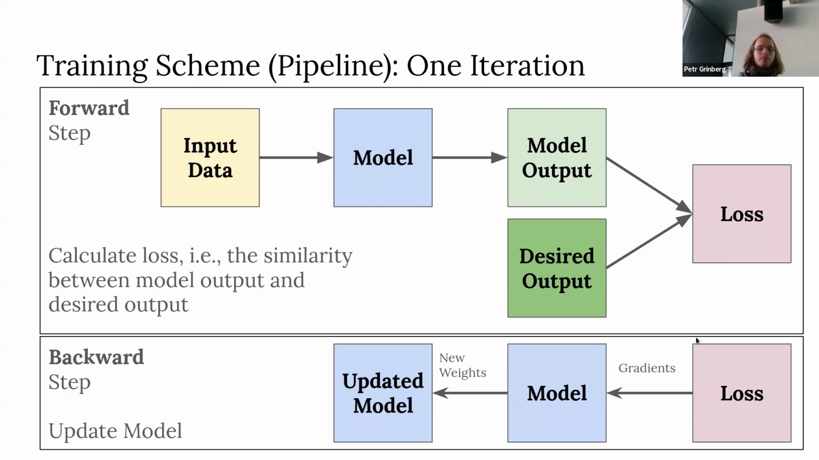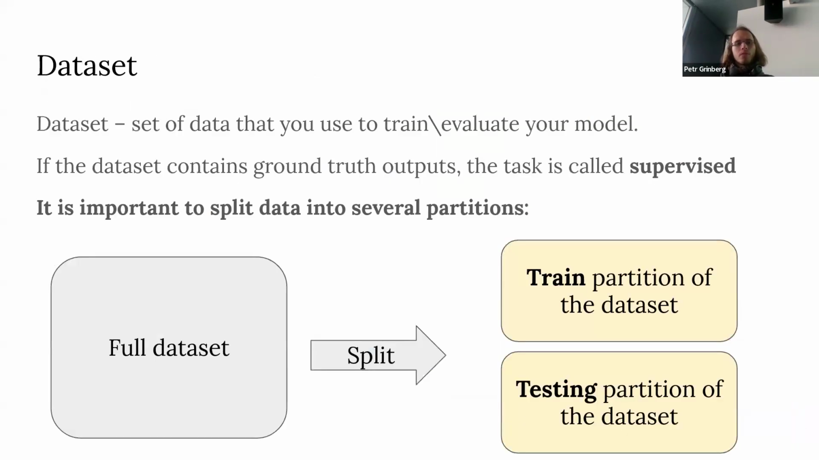During the backward step, you take your loss and you calculate gradients. We'll talk about how we can calculate gradients, but given these gradients, you can pass them to your model and update its weights. And you will have an updated model which should perform better. Let's talk about each of the steps individually to understand better what is going on.